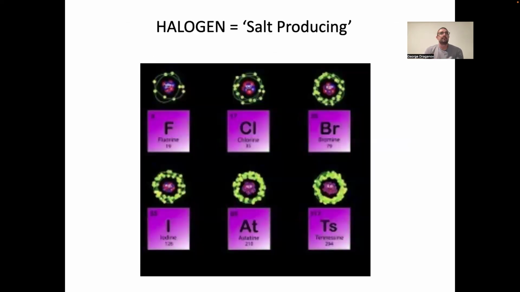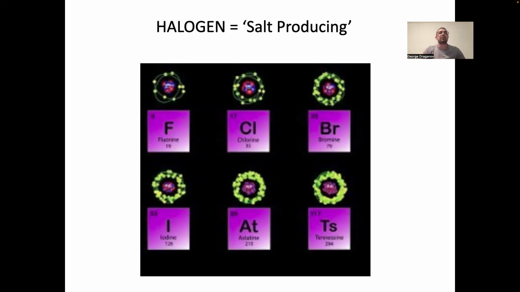Now, what's a halogen? A halogen is something which is salt producing. That's where the word came from. Because when they react with, say, group 1 metals, they'll form salt. The most famous being sodium chloride, which we would use for our food.